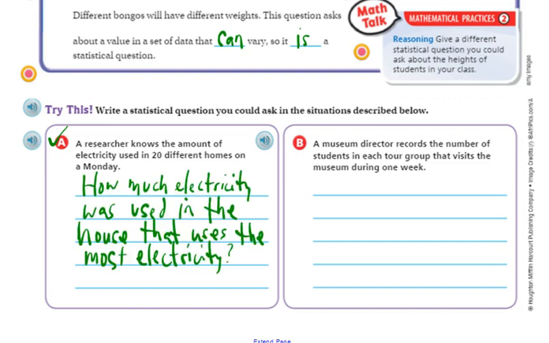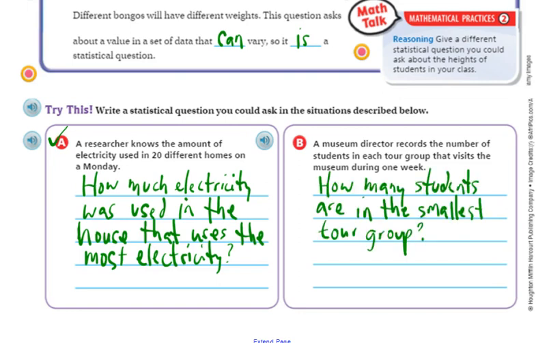All right, I've placed my question up in here. Basically, you could have asked any question that would have referenced the data that was collected, because there would be a different amount of electricity used in the 20 different homes. So that's your data set. The question I asked was, how much electricity was used in the house that uses the most electricity? So straightforward. You could have also asked how much electricity was used in the house that uses the least amount of electricity. Your question could have been a little different than mine, but it had to reference the data set. All right, I'd like you to pause the video again, read the situation for part B, and write your question. Thank you.